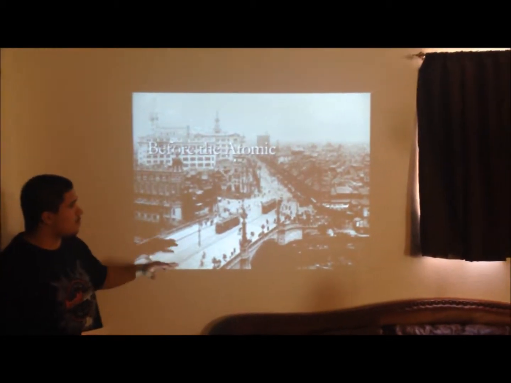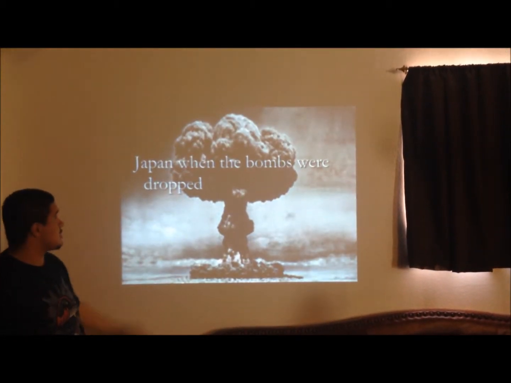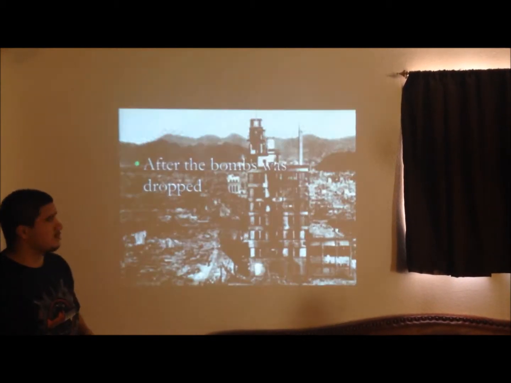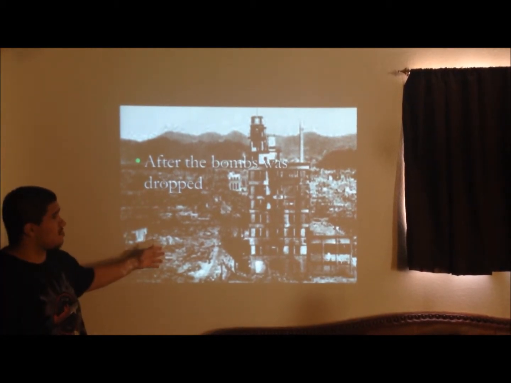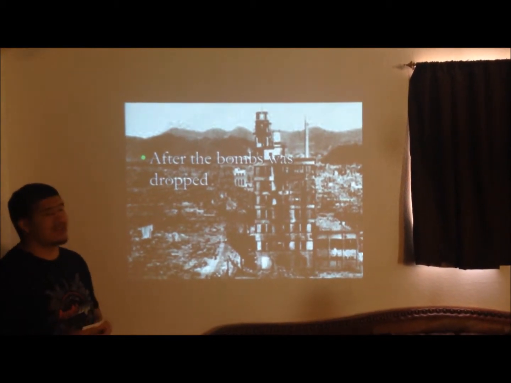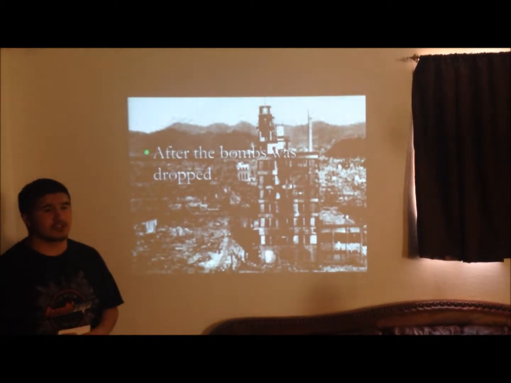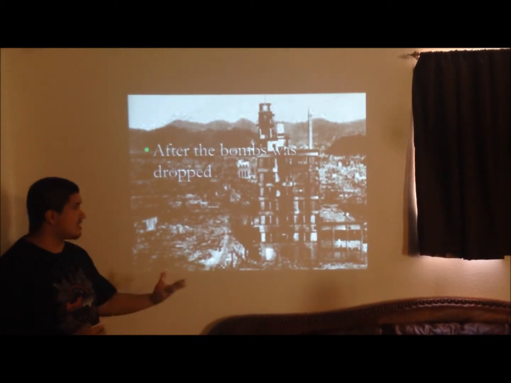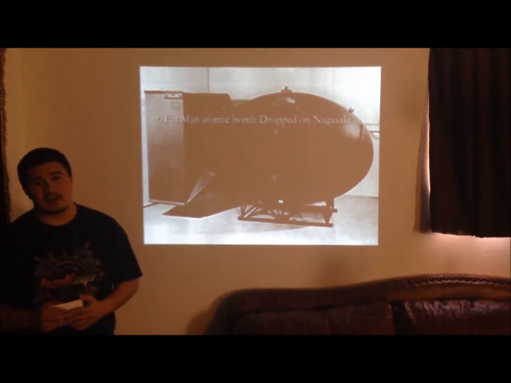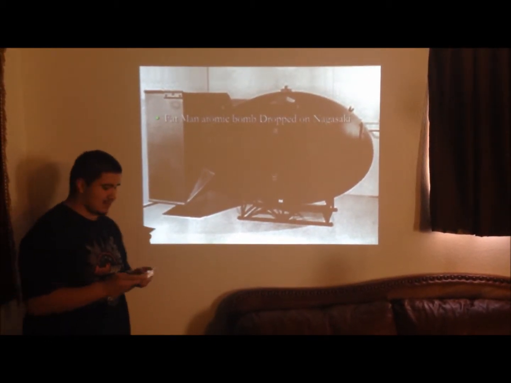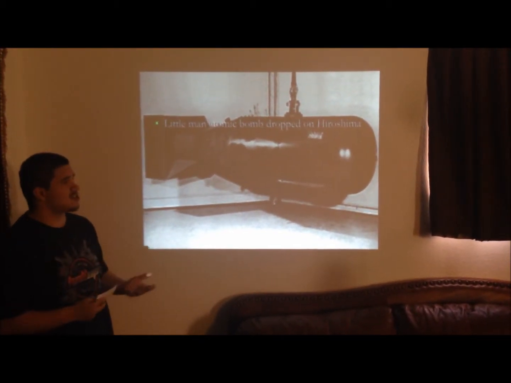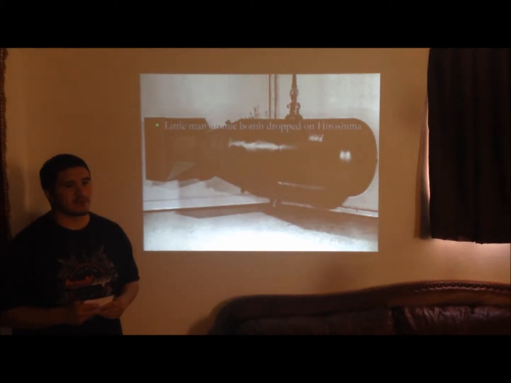This is Japan before we dropped the atomic bomb. That's what happened when we dropped the atomic bomb. It was a big giant mushroom cloud. And after the bombs were dropped, you can see everything was totally destroyed. Maybe half a building was standing, if that. As you can see, generations of people were destroyed. Hundreds of thousands of people died that day. Those days, I mean. This is Fat Man. This was the bomb that was dropped on Nagasaki on August 9th, 1945. That's Little Man. And this is the atomic bomb that was dropped on Hiroshima on August 6th, 1945.